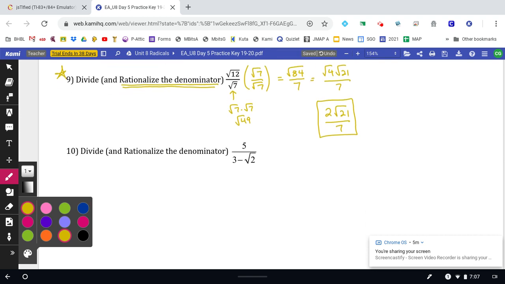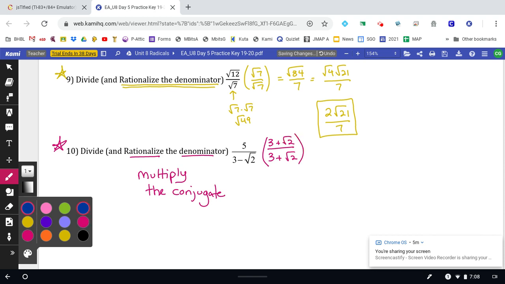All right, and number 10, our last one. Okay, we've also got to rationalize this denominator. So remember, to rationalize in this one, we are going to multiply by what we call the conjugate. So I'm going to multiply this by 3 plus radical 2, 3 plus radical 2. All right, so I'm going to distribute. So on the top, I'm going to get 15 plus 5 radical 2.